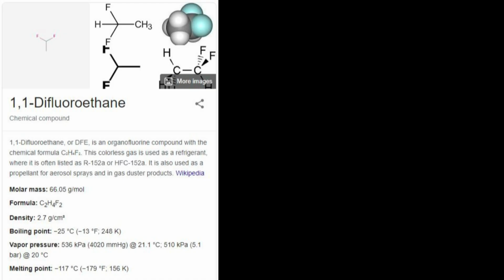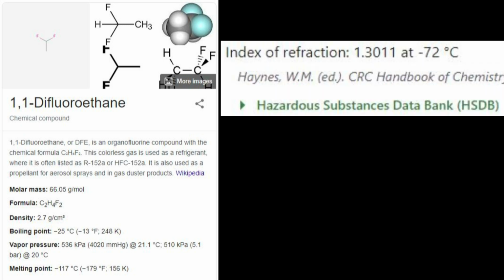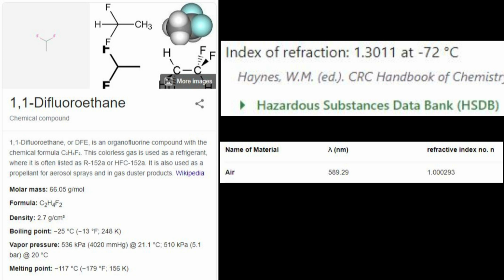Oh, and by the way, before you guys decide you want to make claims about the propellant that's in the canned air, the refractive index that you guys keep quoting to me is actually in its liquid form, not in its gaseous form. Y'all have a nice day.